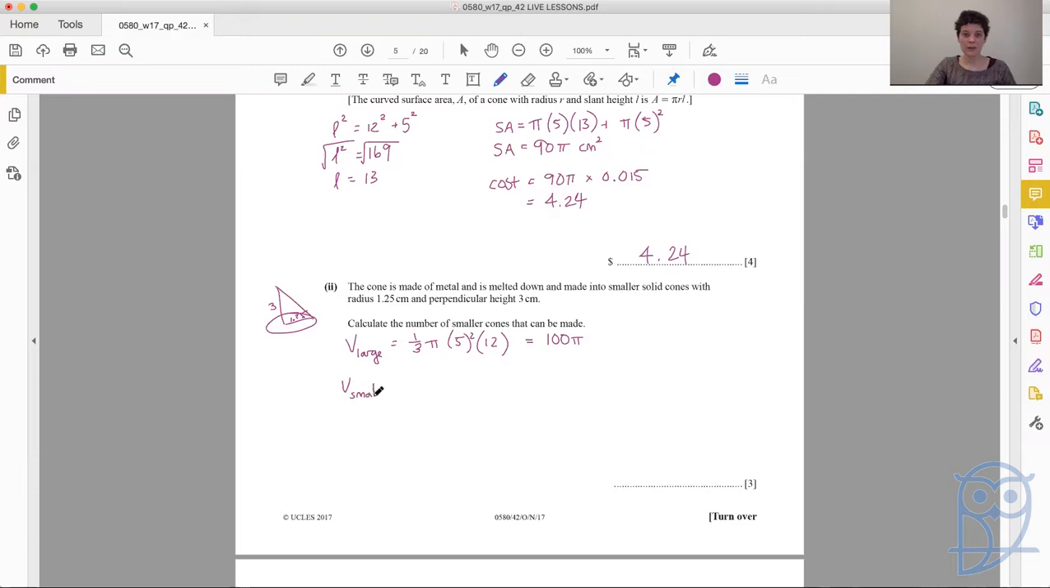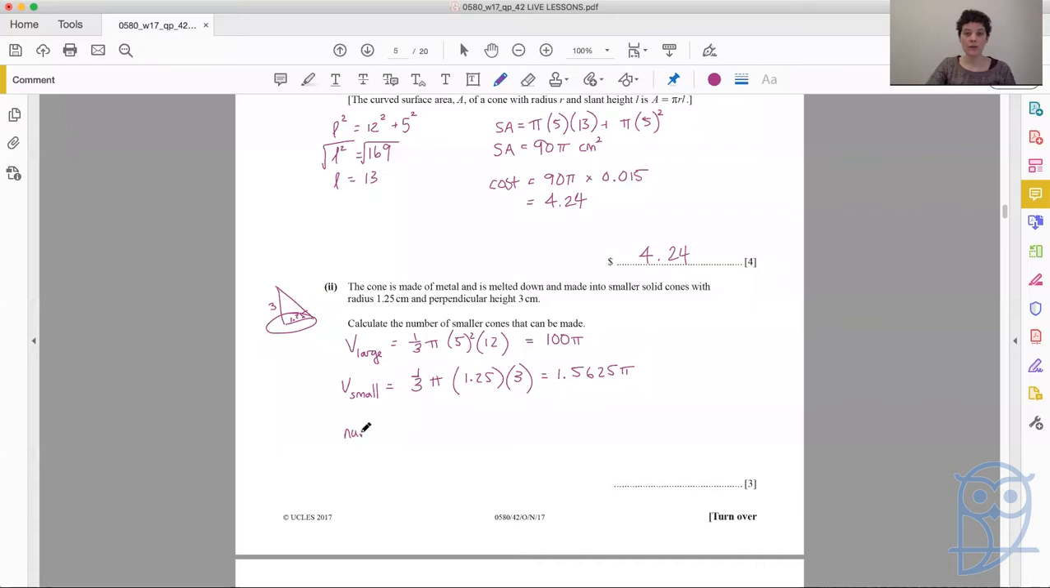Volume of the small one, 1/3 times pi. R is now 1.25 for the small one, perpendicular height 3. And that gives us 1.5625 pi. Okay, we've got a decimal, but we keep that pi separated. So now we need to say, okay, we've got the volume of the large, we've got the volume of the smalls. So how many smalls can we fit into the large? We're looking at division.